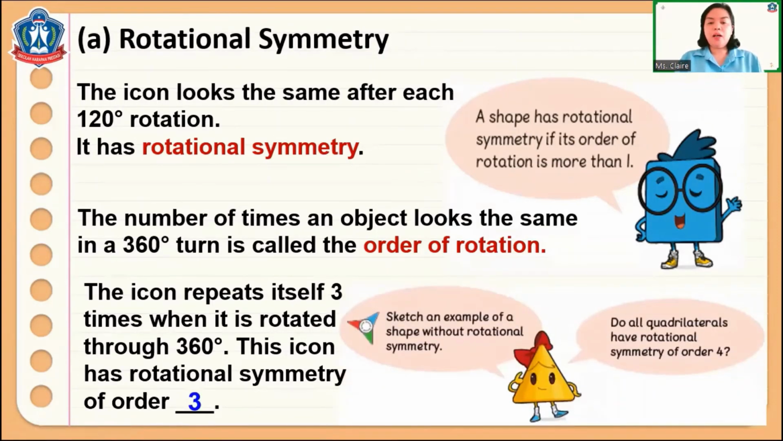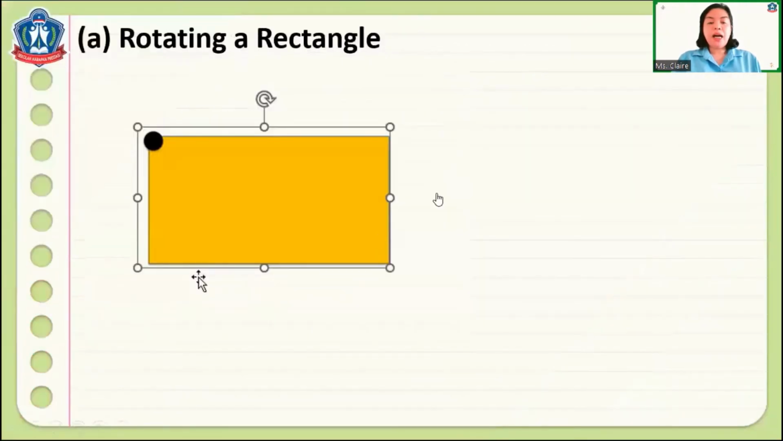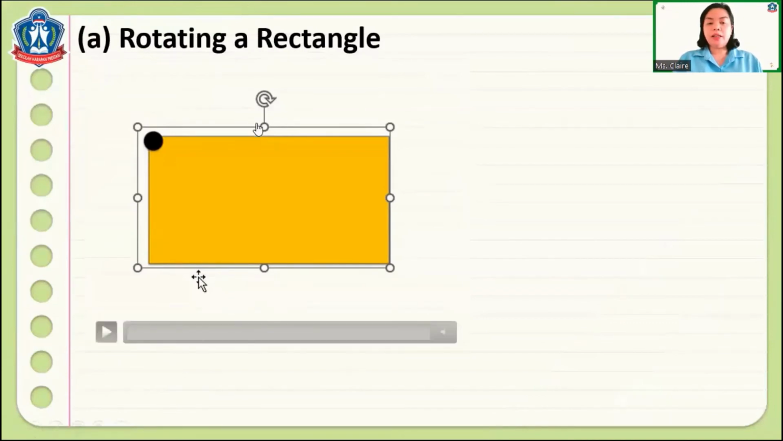Okay, can you sketch, children, a shape without rotational symmetry? And how about quadrilaterals? Do all quadrilaterals have rotational symmetry of order 4? Now I have here some quadrilaterals. Take a look. I have here a rectangle. Let's rotate this rectangle and try to find out the order of rotational symmetry. Take a look, children. Try to find how many rotations will look like this formation. Let's try.